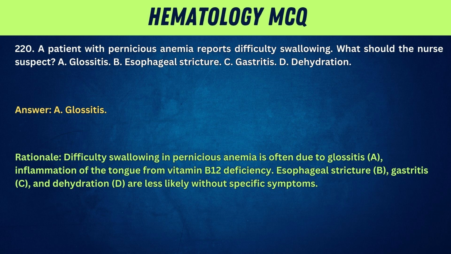220. A patient with pernicious anemia reports difficulty swallowing. What should the nurse suspect? A. Glossitis. B. Esophageal stricture. C. Gastritis. D. Dehydration. Answer: A. Glossitis. Rationale: Difficulty swallowing in pernicious anemia is often due to glossitis, A, inflammation of the tongue from vitamin B12 deficiency. Esophageal stricture, B, gastritis, C, and dehydration, D, are less likely without specific symptoms.